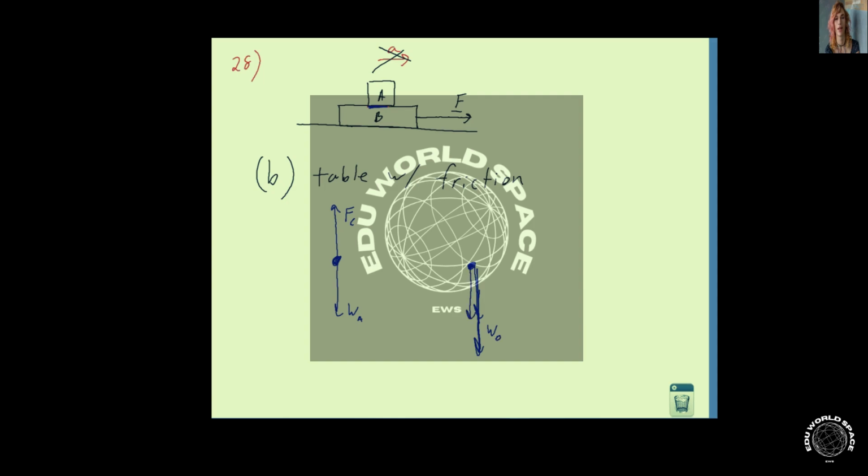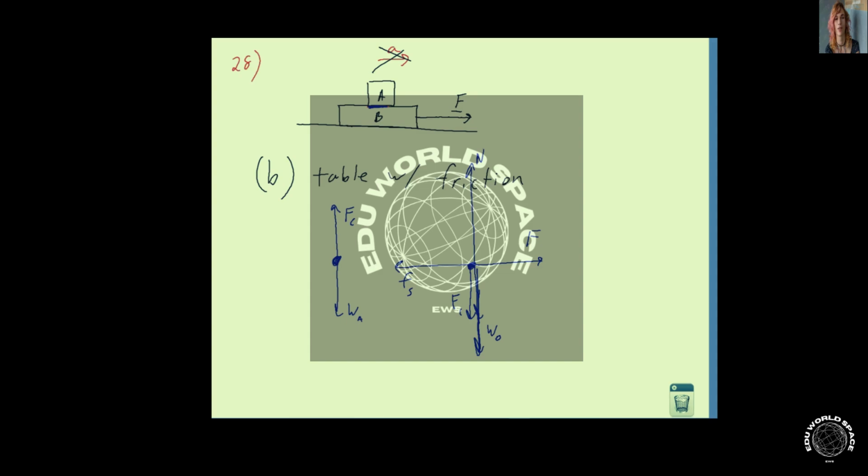A pushes down on B. There's our third law pair. We're pulling with force F this way, but there's friction between the table and the block, and we're pulling with an equal amount. And there's a normal force acting on block B from the table. And that's the situation. We got no net force acting on B because it's not accelerating. We got no net force acting on A because it's not accelerating.